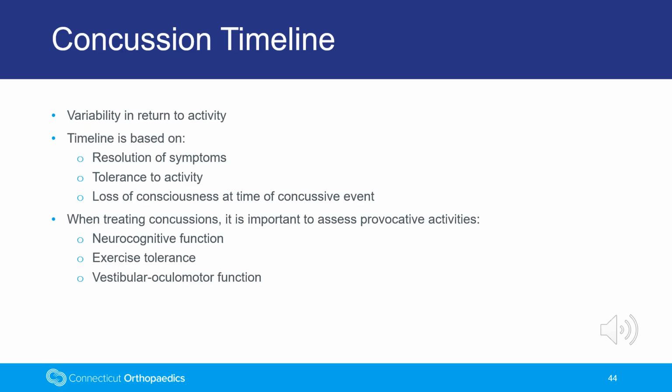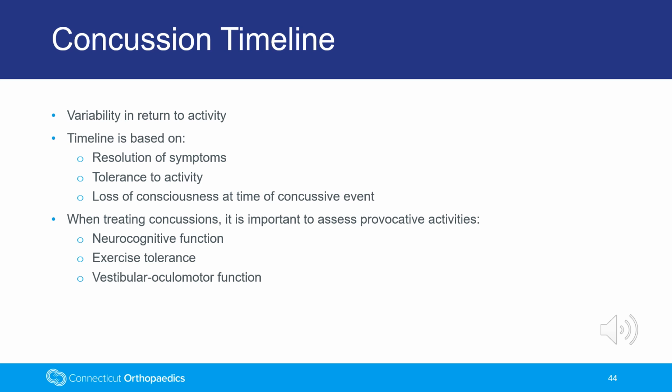Before starting treatment with a patient with a concussion, it is important to understand their timeline. There is quite a bit of variability to recovery following concussion and return to baseline, as well as return to sport and higher level activity. The timeline is vaguely based on how long it takes for the symptoms to resolve, being anywhere from days to weeks to months. The tolerance to activity as it is introduced and changed, and whether or not there was a loss of consciousness at the time of the traumatic event, also matter. A loss of consciousness will increase healing times and prolong return to activity.